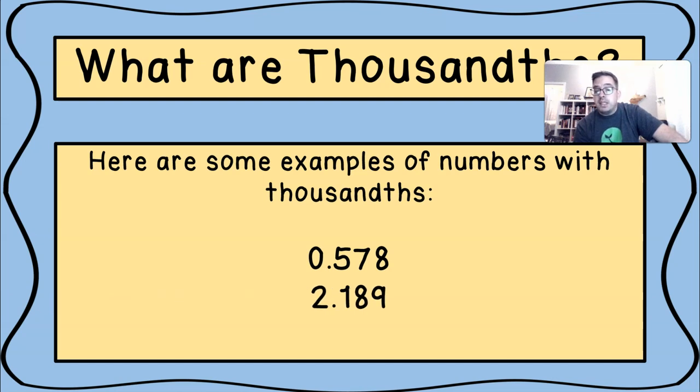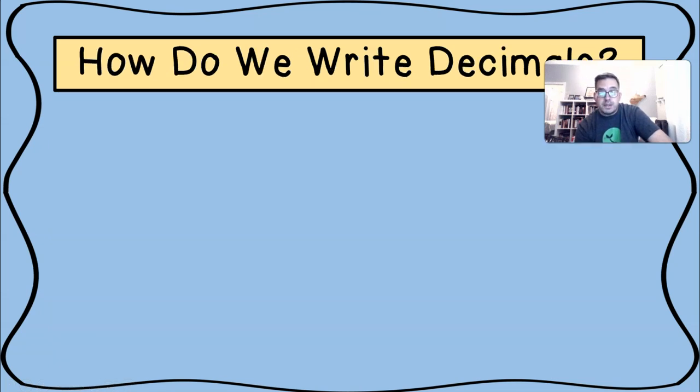2 and, remember we don't say point, we say and, 189 thousandths. And 13 and 15 thousandths. 3 decimal places, 1, 2, 3. The number 15, 13 and 15 thousandths.